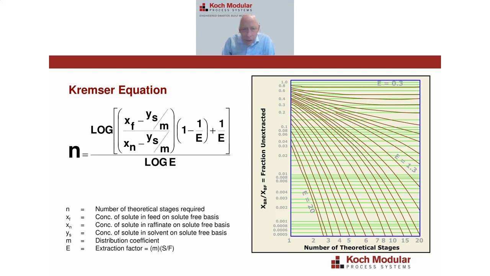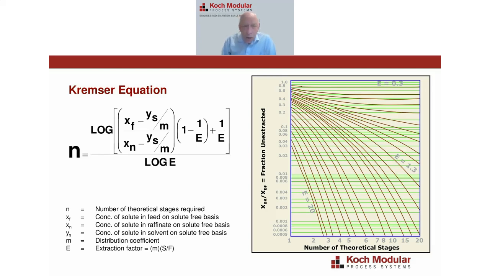Here you have the fraction unextracted on the y-axis and the number of theoretical stages on the x-axis. And then these are curves of extraction factor. If you remember before, I said the extraction factor is the solvent to feed ratio times the distribution coefficient, shown down here.